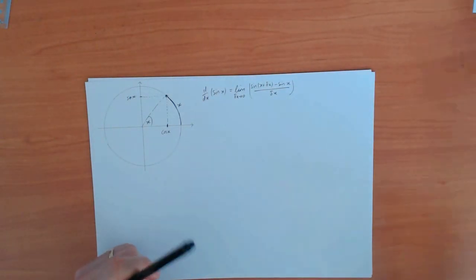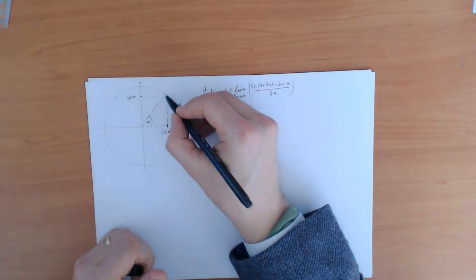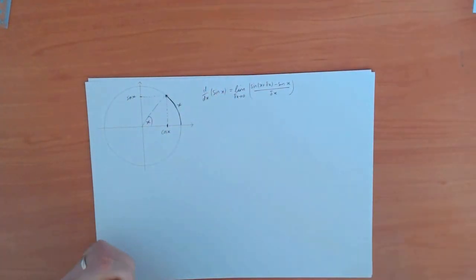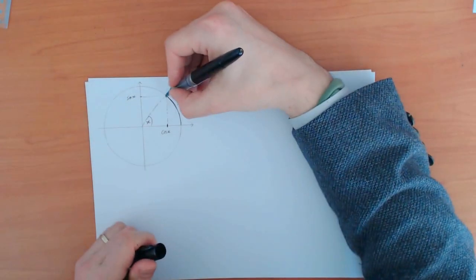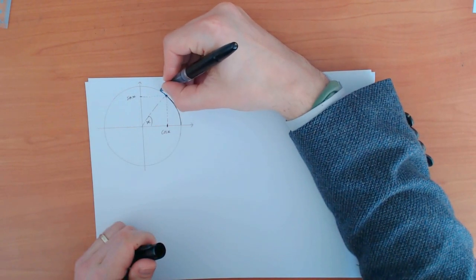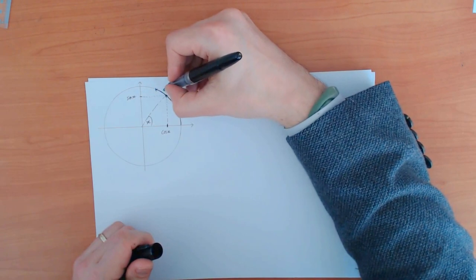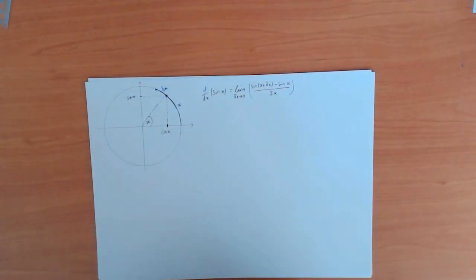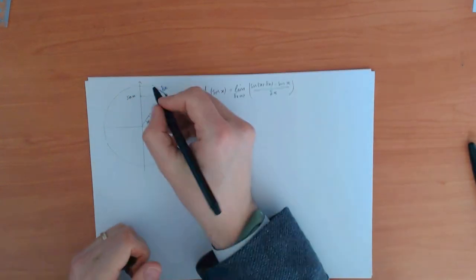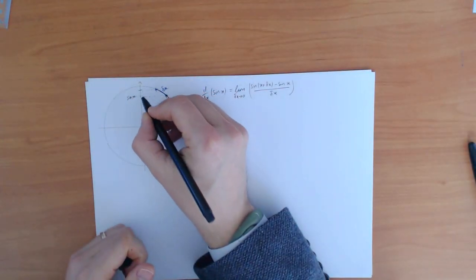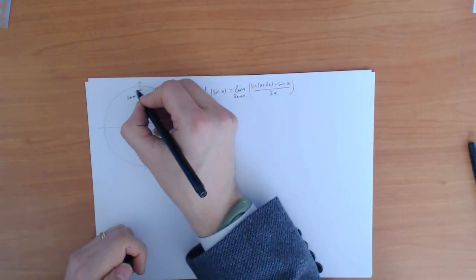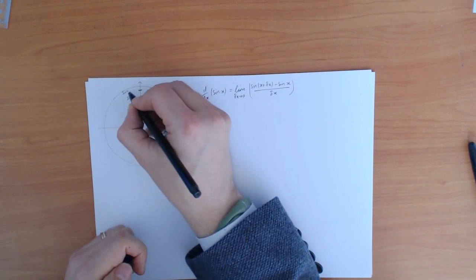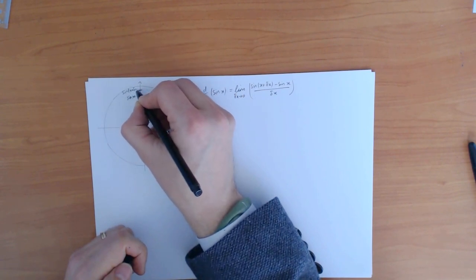So what you do is you start at your point x here, then you move a little bit further, like this, to another point here, okay? And this length here is delta x, the additional length I've moved here. And then again, you take the projection onto the axis here. So this point here is then sine of x plus delta x.